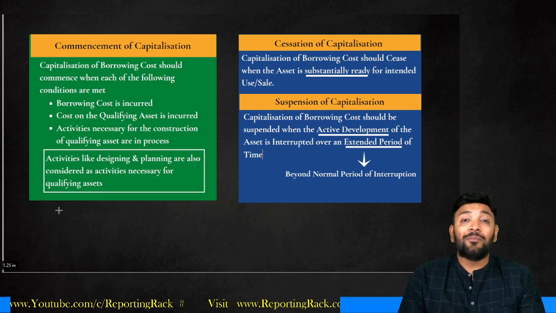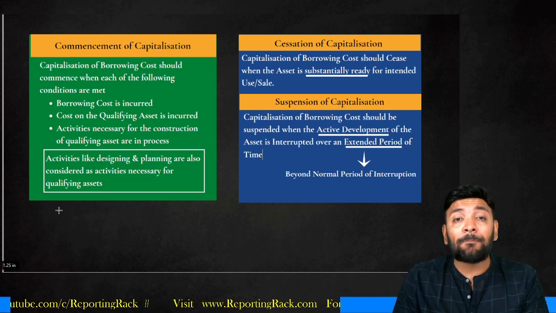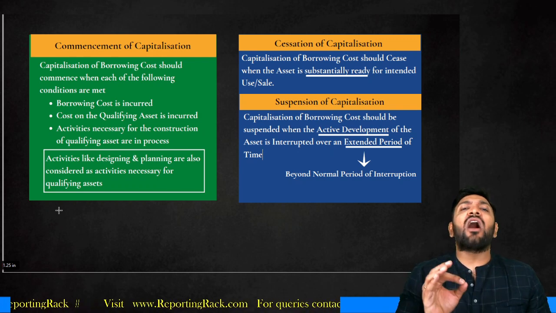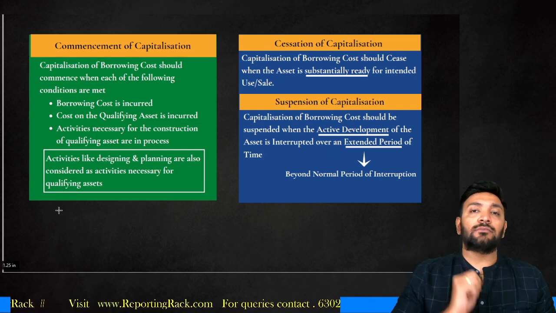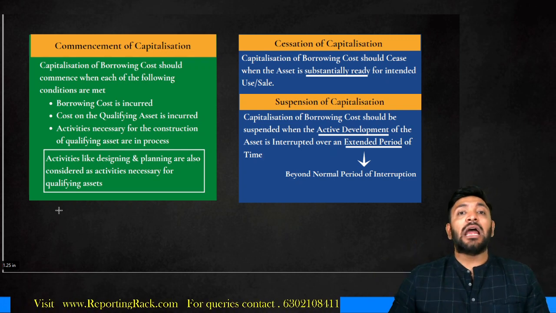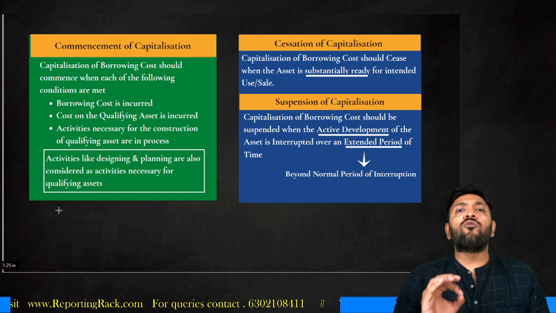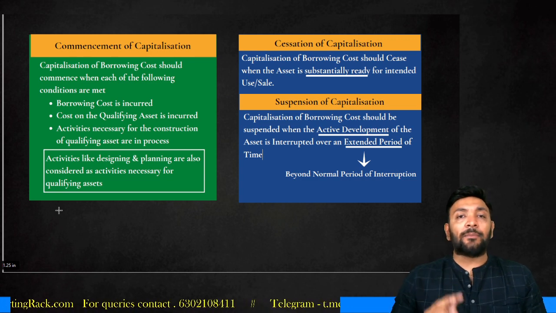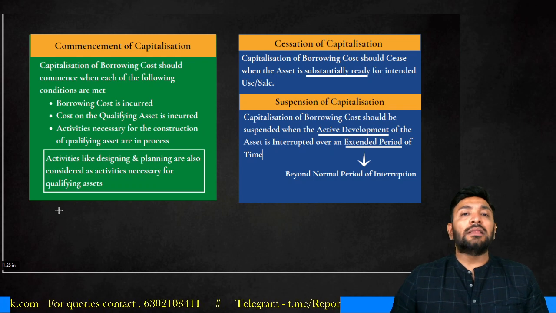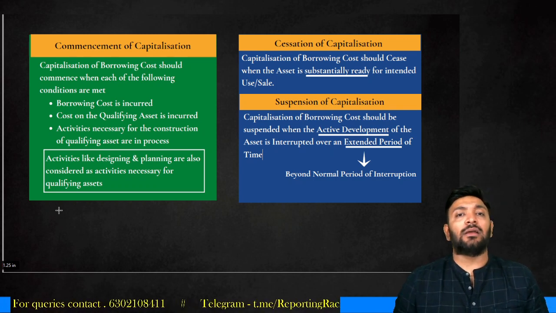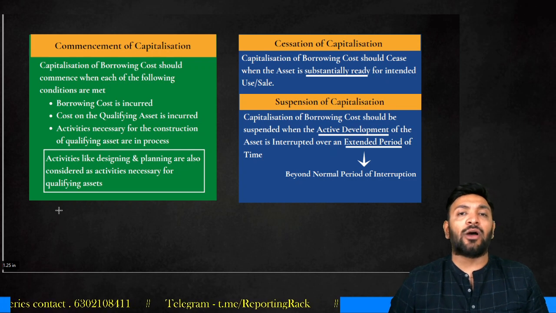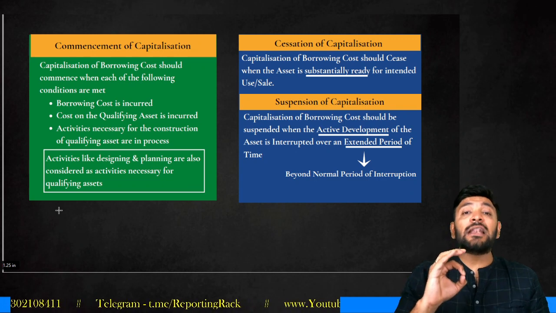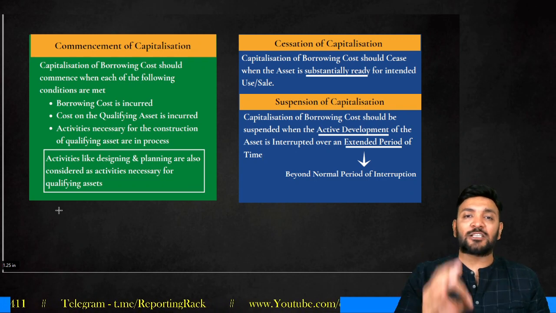Wrong. Because active development must be interrupted over an extended period of time. What does extended period mean? Beyond normal length. Four days of Diwali holidays is not an extended period. Abnormal period, the COVID crisis: extended period. A strike in the factory: extended period. A natural calamity which occurred: extended period. I stopped the active development. These can be taken as examples for when the capitalization of borrowing cost can be suspended.